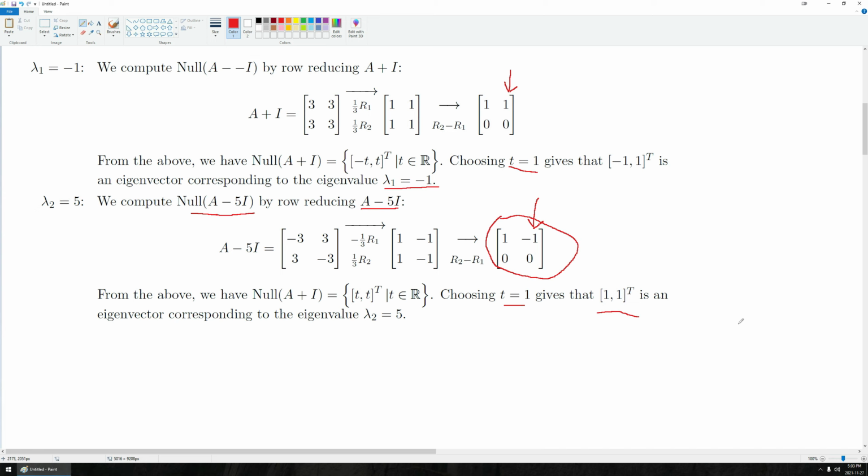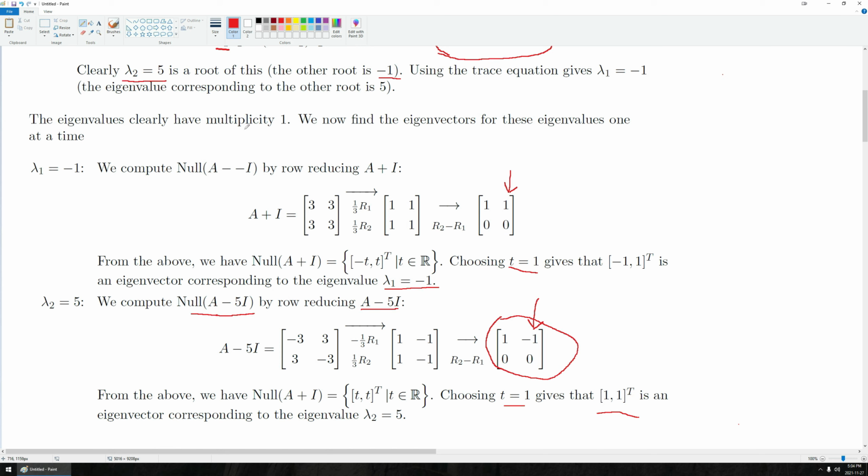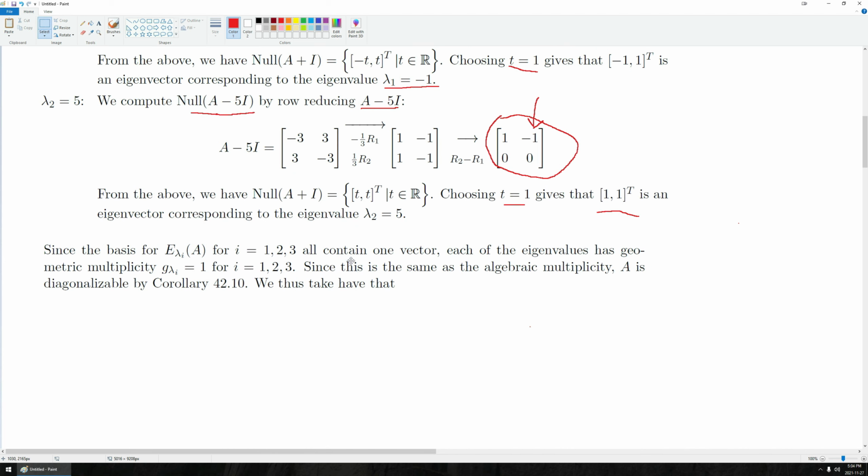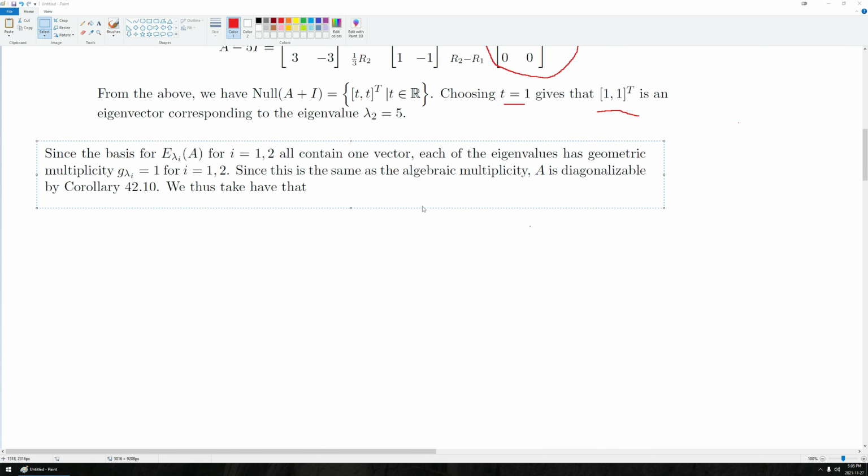Okay, so now is at the point where I really need to mention that A is diagonalizable by either appealing to corollary 42.11 and using the fact that I have distinct eigenvalues, well, two distinct eigenvalues for a 2 by 2 matrix, or I can do the same thing that I did previously and apply corollary 42.10 by simply noticing that the bases for each one of these eigenspaces all contain one vector, and thus each one of these eigenvalues has a geometric multiplicity of 1. That's the same as its algebraic multiplicity. Therefore, A is diagonalizable by corollary 42.10. Okay, so your choice there.